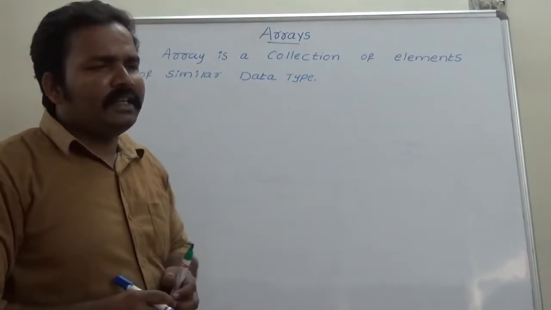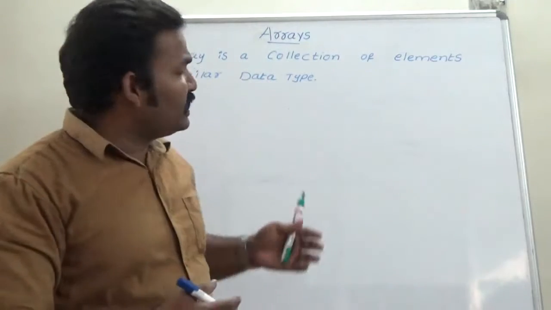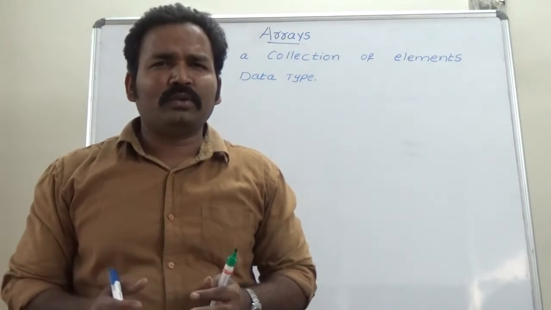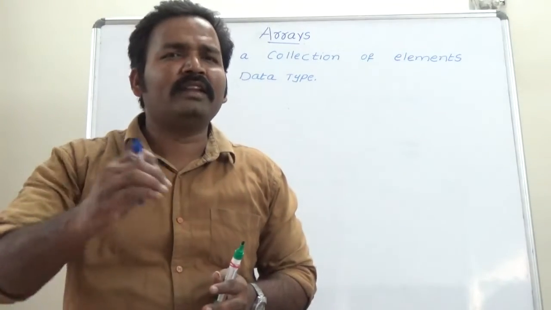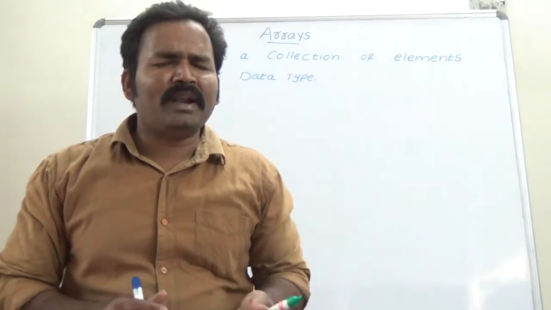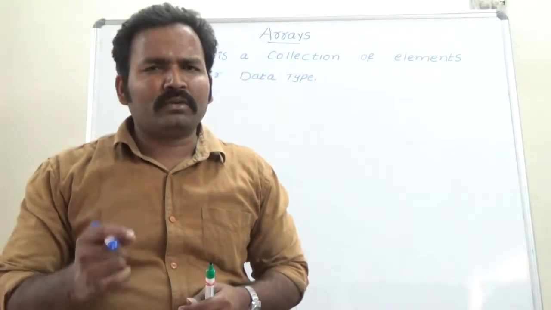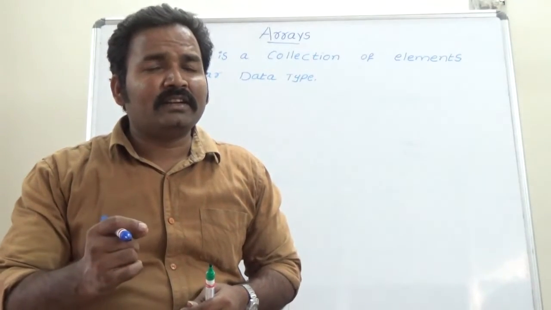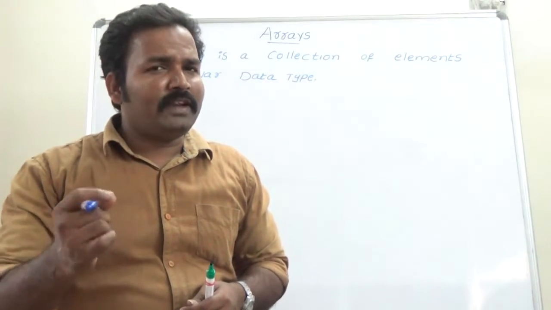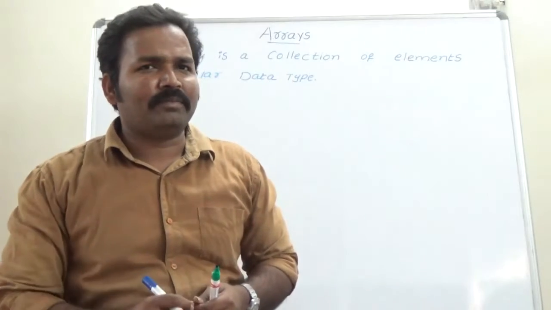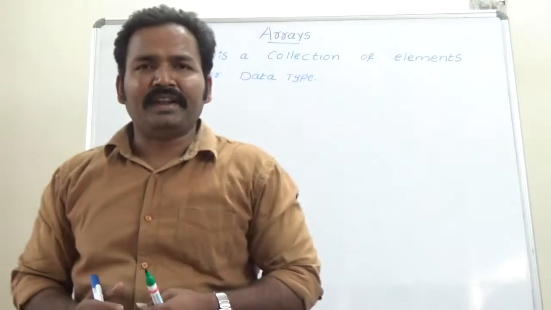And array is a derived data type. By using arrays, we can store a collection of elements of similar data type. Elements are nothing but values. Whenever we want to represent a group of elements of the same type, we go for arrays.